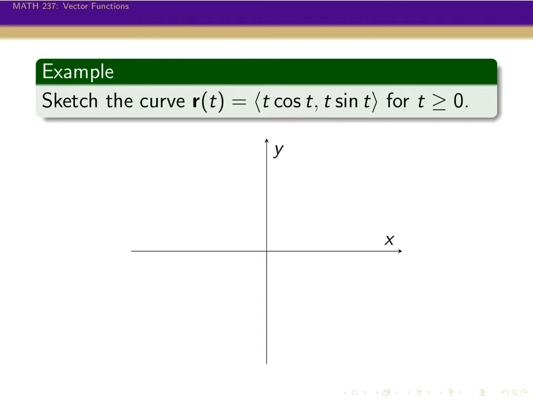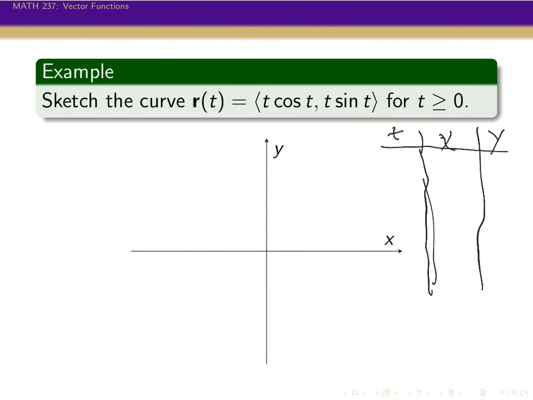Okay, so here is a vector function. r of t is t cosine of t, comma t sine of t. And let's try drawing this out for t greater than 0. Okay, and so the way we're going to do this is we're just going to start by plotting points. Let's look at values of t, what x is going to be, and what y is going to be.